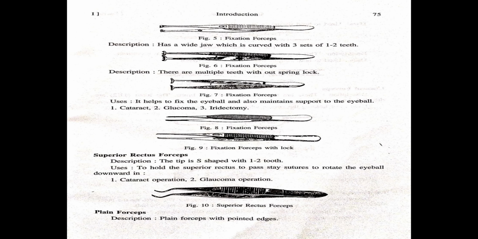Fixation forceps. Description: this has 3x2 angular teeth with lock. Figure 5: fixation forceps. Description: has a wide jaw which is curved with 3 sets of 1 to 2 teeth. Figure 6: fixation forceps. Description: there are multiple teeth without spring lock. Figure 7: fixation forceps, Colibri.